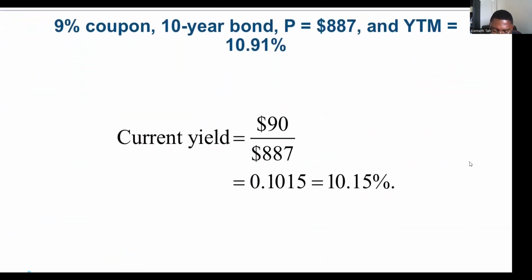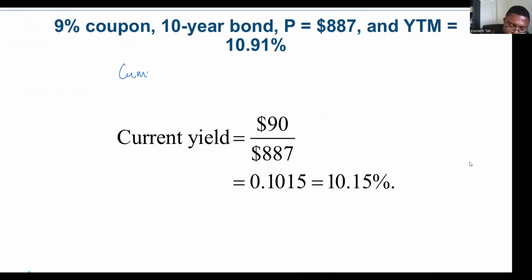All right, let's look at this example. It says a 9% coupon, 10 year bond, the price is 887, and the yield to maturity is 10.91. So what is the current yield?